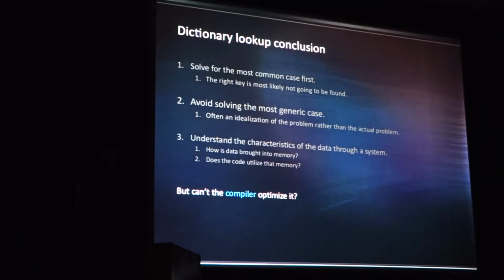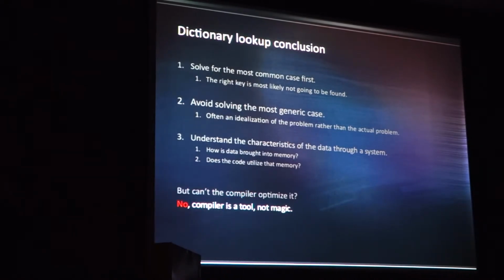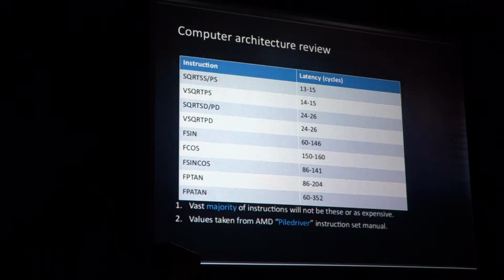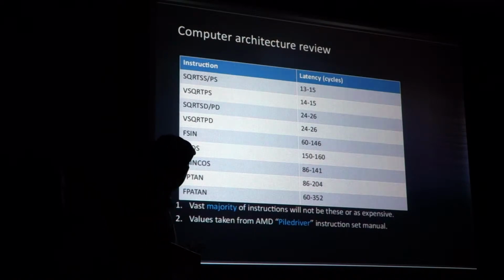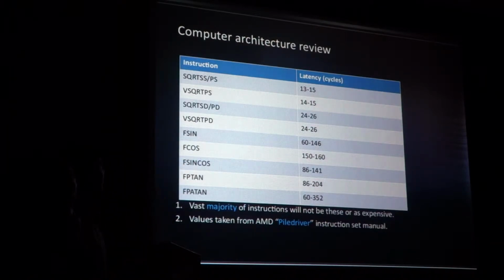So here's a question. I love this question. Can't the compiler optimize it? No. The compiler is a tool, not a magic wand. We're going to see what the compiler can optimize for us. So let's just do a little review. This is very basic, just a very quick review. We typically think of these operations as kind of expensive on our computer. Square root can be anywhere between 13 to 30 cycles, let's say max, on a CPU. And the transcendental functions, such as sine through arctangent, are fairly expensive.